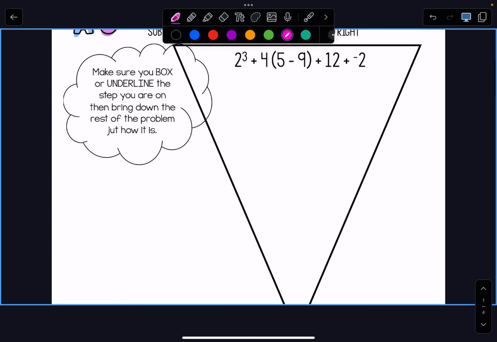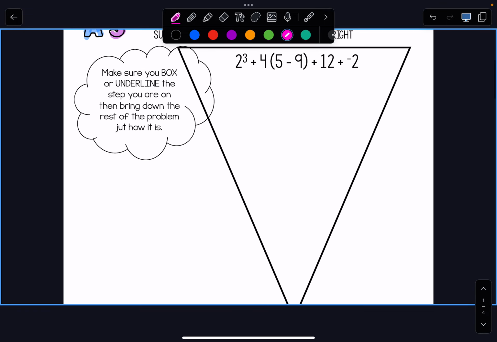Now, I really like that it's in a triangle. Why do you think it is helpful for this to be in a triangle? Because every time you solve a problem, it goes down one. Every time you solve one of the operations, you have one less thing to do. So we should narrow down until we have an answer.